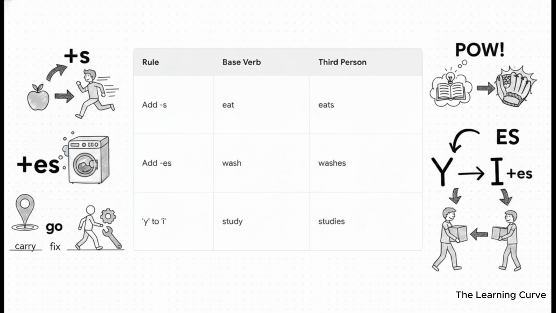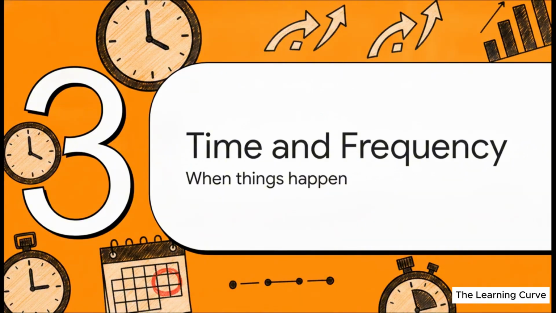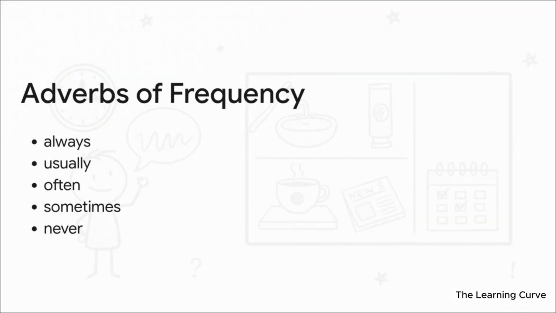Makes sense, right? And then there's Rule 3, the infamous Y to I conversion. If a verb ends in a consonant plus the letter Y, you don't just slap an S on the end. Actually, scratch that. You completely drop the Y, swap it for an I, and then add ES. So study becomes studies with an IES, and carry becomes carries. Lock these 3 specific rules into your memory, and the third person will literally never trip you up again. All right, on to section 3. Expressing time and frequency.